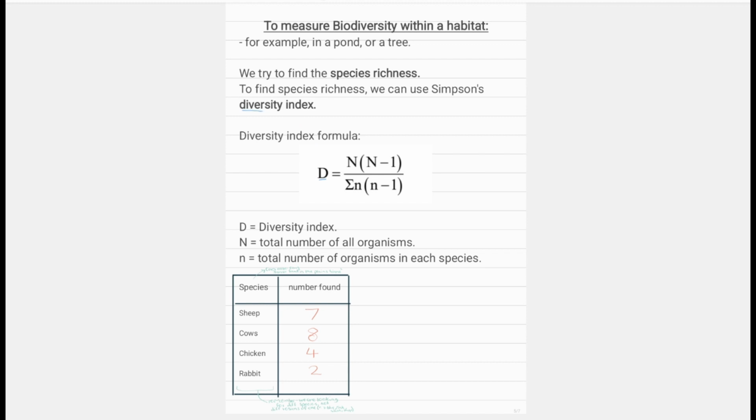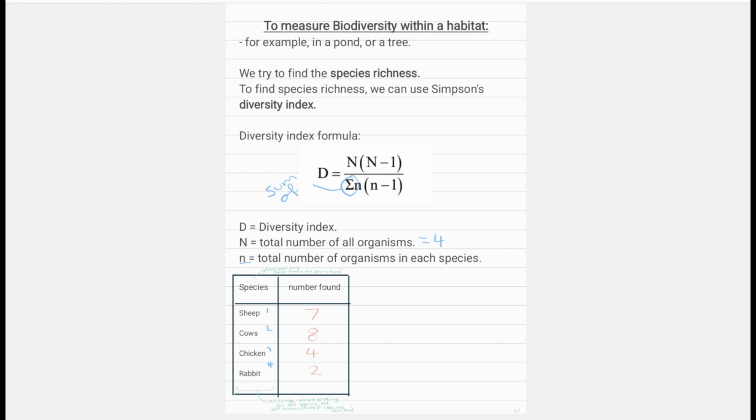Capital N is the number of all organisms. So we can see here through the species column on the table there are 1, 2, 3, 4 species. So the total number of all organisms is 4. And lowercase n is the total number of organisms in each species. So that's just the second number found in the column in the table. So there's 7 sheep. So n for sheep would be 7, and so on.